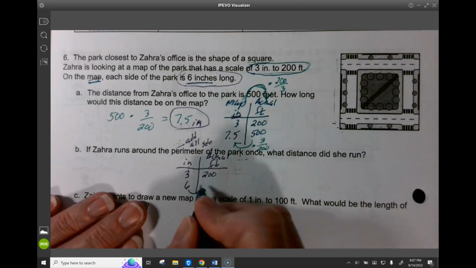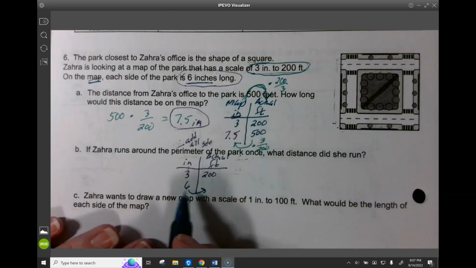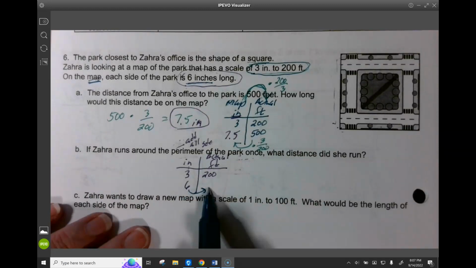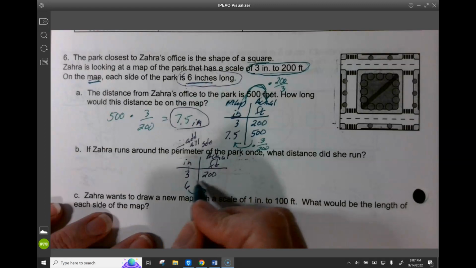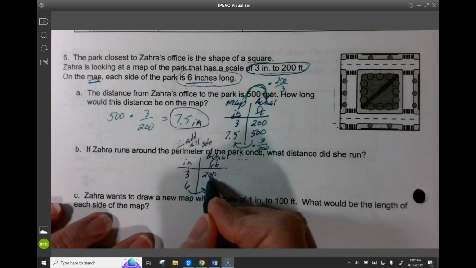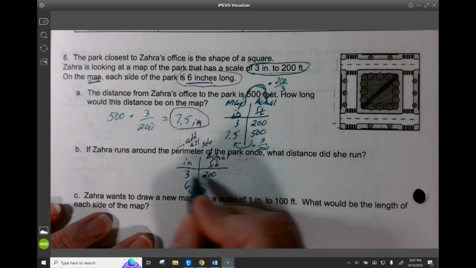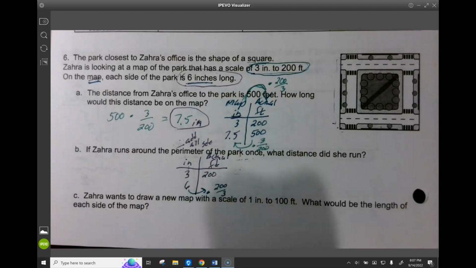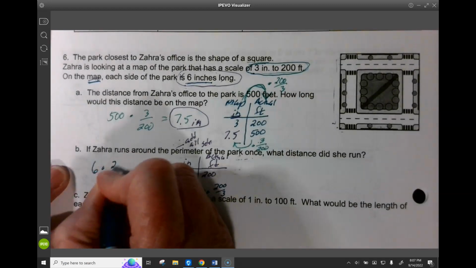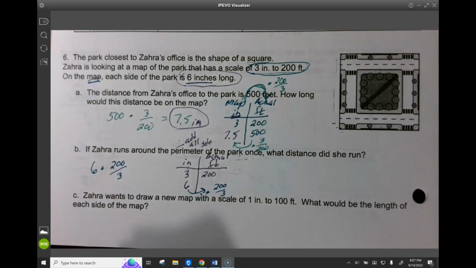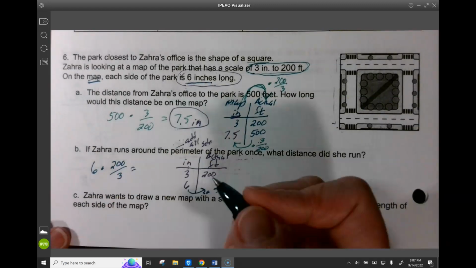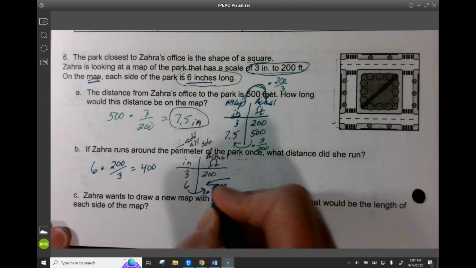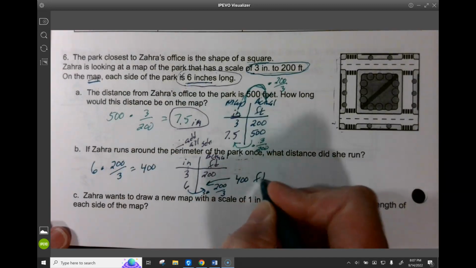So is it going to be bigger or smaller than 6? Of course, it's going to be bigger. Okay, we're not going to have a map that's less than 6 for feet. So we're going to go this direction, right? We're going to multiply. So what am I going to multiply by? I'm going to multiply by 200 over 3, because that's my scale. So I'm taking 6 times 200 over 3. Okay, and did you get 400? So this answer right here is 400 feet.